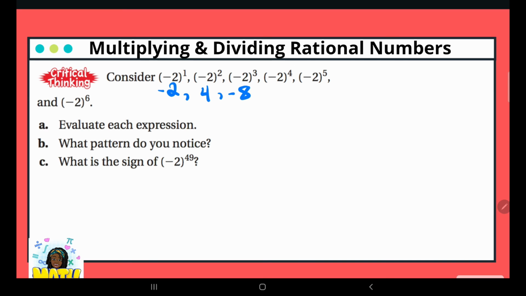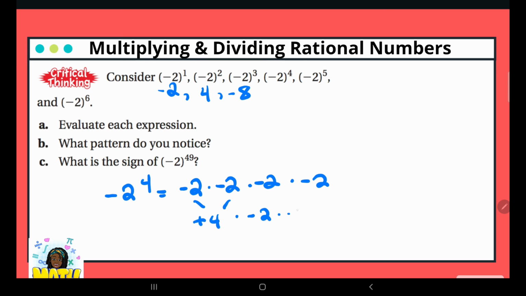Now negative 2 to the fourth is negative 2 times negative 2 times negative 2 times negative 2. So now we have 4. So let's try the first two. So negative 2 times negative 2 is a positive 4. And then I'm going to bring down the rest of my work. Positive 4 times a negative 2 is going to be a negative 8. And then I'm going to bring down the rest of my work. Now, negative 8 times a negative 2 is going to be equal to a positive 16. So here we see that negative 2 to the 4th is positive.